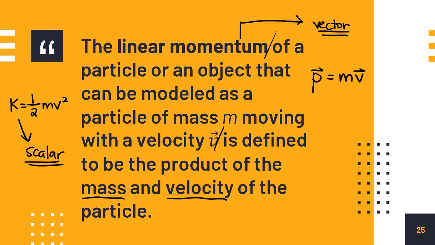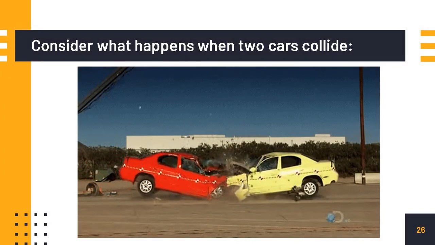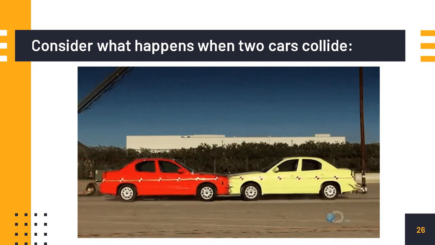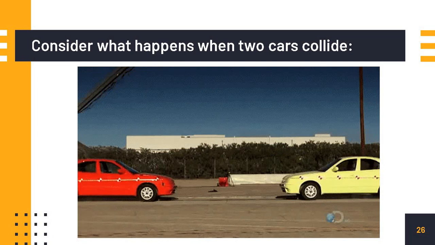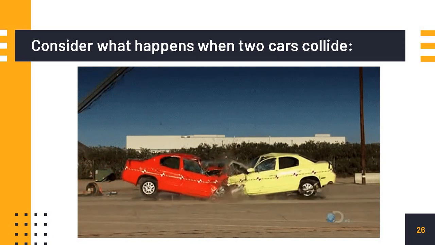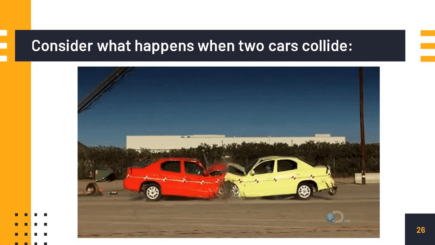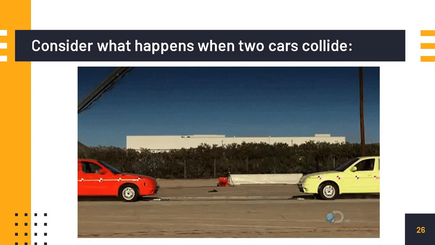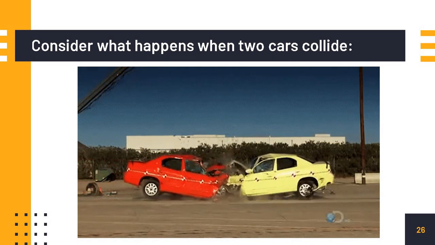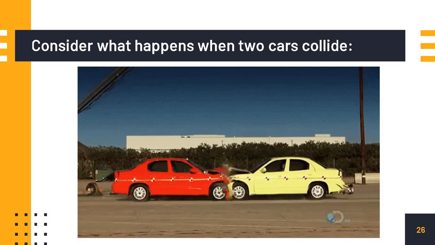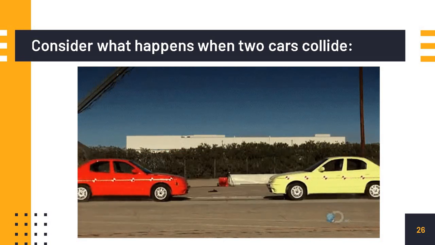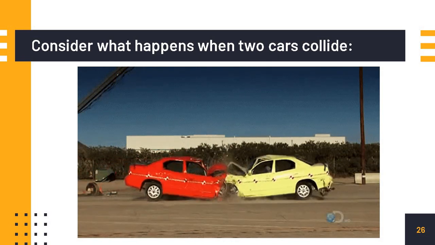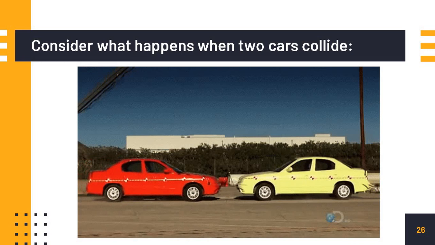Alright, now let us try to consider what happens when these two cars collide. Earlier we defined linear momentum as if we had a single particle in space that moves at a certain velocity. That's why we use that formula, mass multiplied by the velocity of that particle. However, what if we have two different particles inside a system, just like what happens in this GIF? We had two cars, and these two cars are colliding with each other.